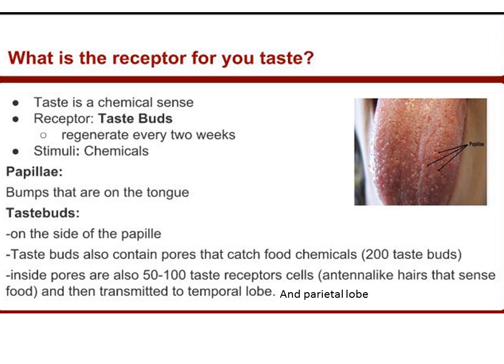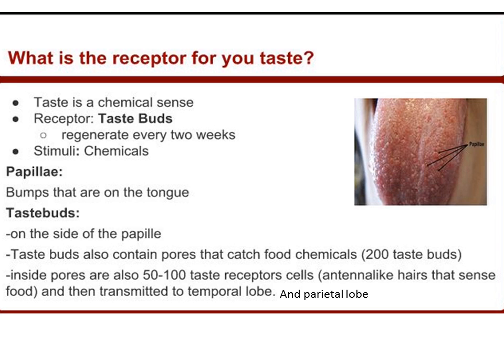Okay, so what is the receptor for taste? Taste, first of all, is a chemical sense. The receptors are your taste buds, and they're found on the papillae, which are bumps on the tongue. They generate new ones every 2 weeks, and the stimulus is a chemical. Taste buds also contain pores that can catch food chemicals. You have over 200 taste buds.